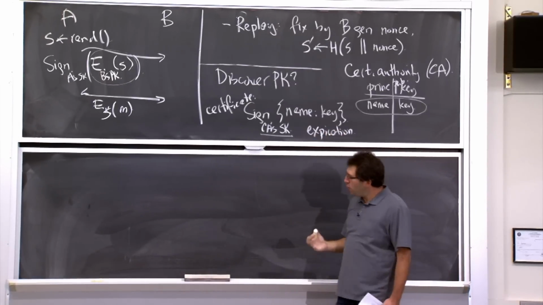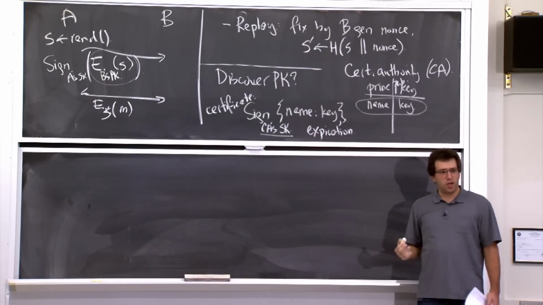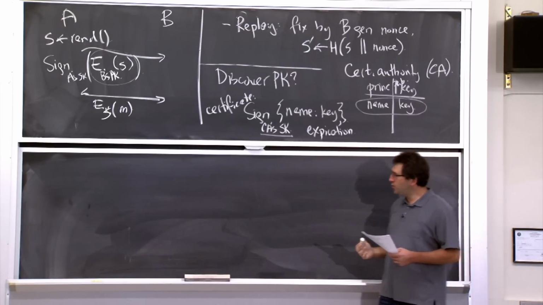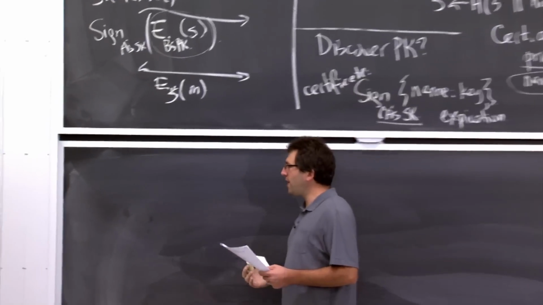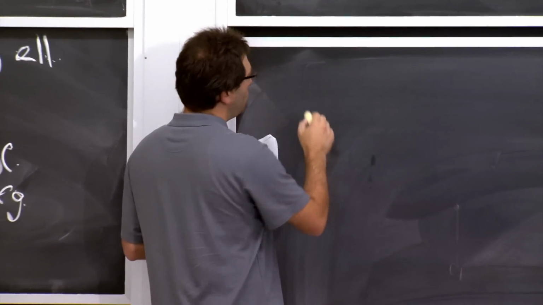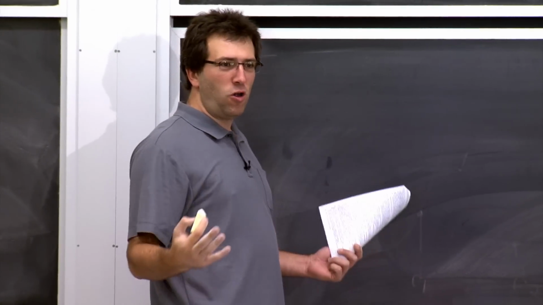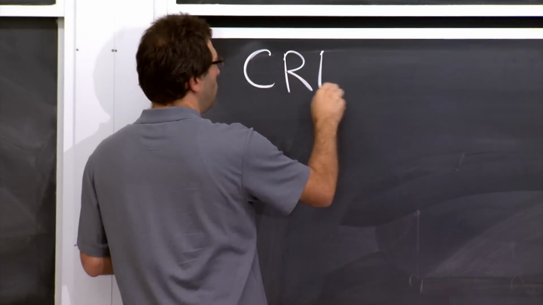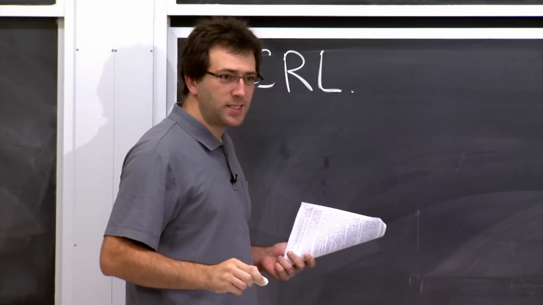And revoking certificates is pretty messy. There's not really a great plan for it. The two alternatives that people have tried are to basically publish a list of all revoked certificates in the world. This is something called certificate revocation lists, or CRLs.